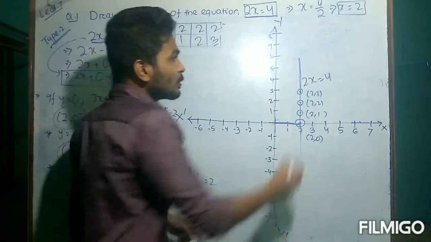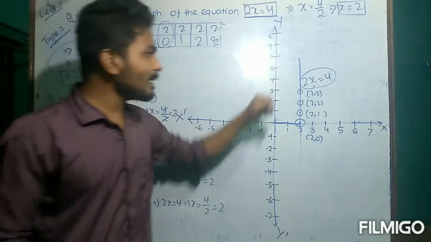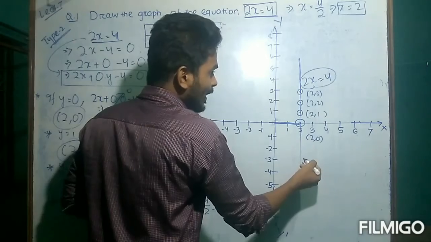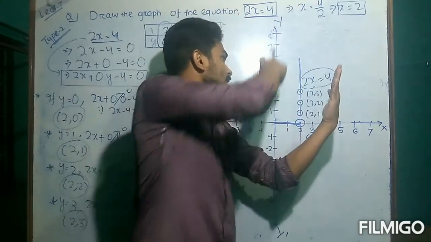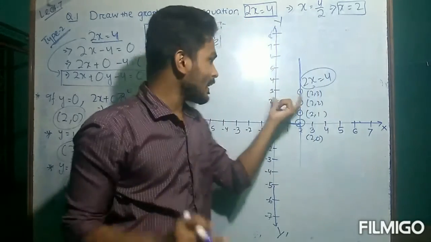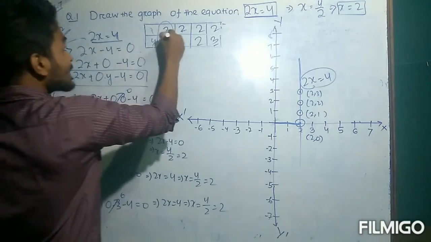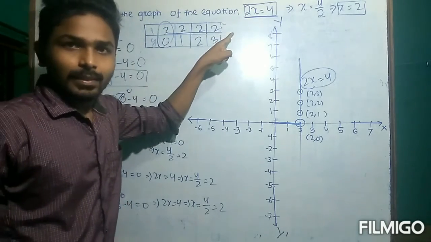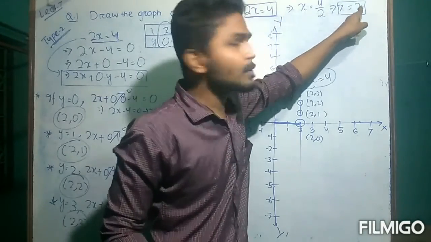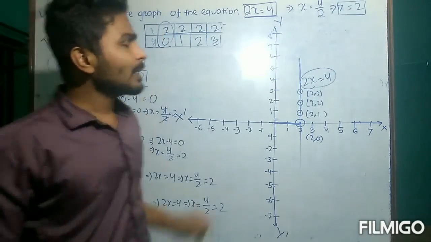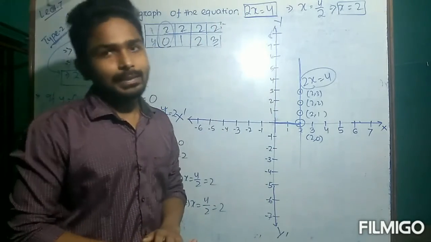And this straight line represents which equation? The equation 2x = 4. Understood? And one thing you can see here, this straight line seems to be parallel to the y-axis. So these two lines are parallel to each other. Hence, if the x coordinate is fixed, for any value of y, that is 2, then the straight line that you get from that equation is parallel to the y-axis.